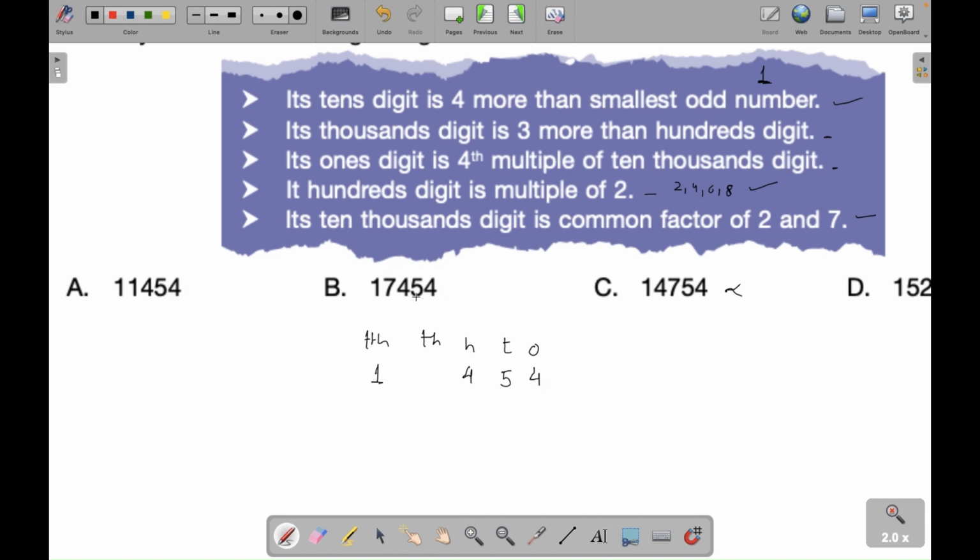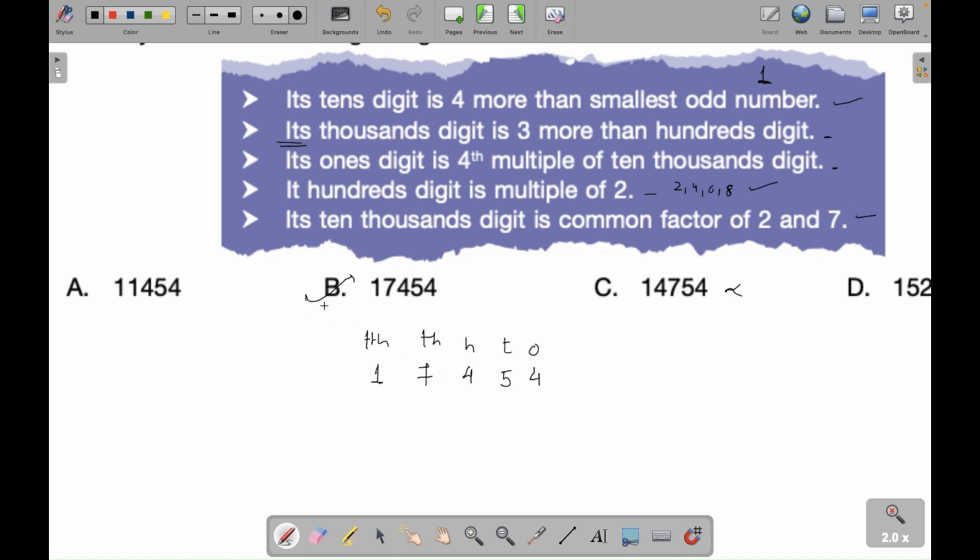Now we just need to look at the thousandths digit. It says its thousandths digit is 3 more than the hundredths digit. What is the hundredths digit? 4. Right? So the thousandths digit is 3 more than 4. What is 3 more than 4? It is 7. So this will be 7. So B will be the answer.